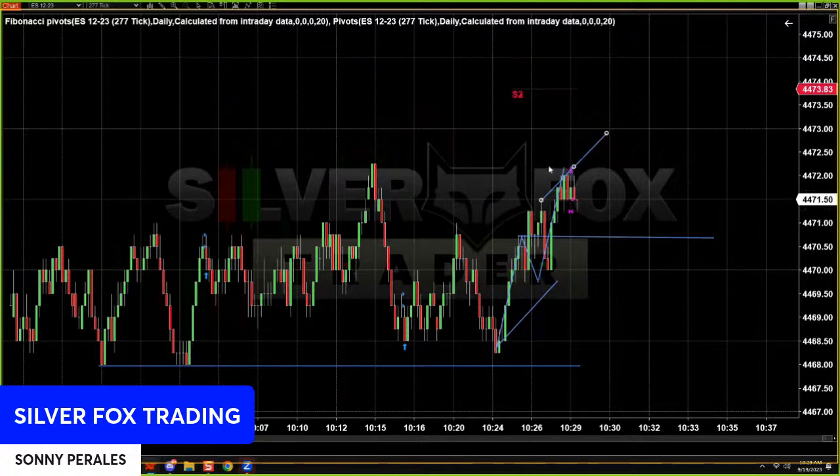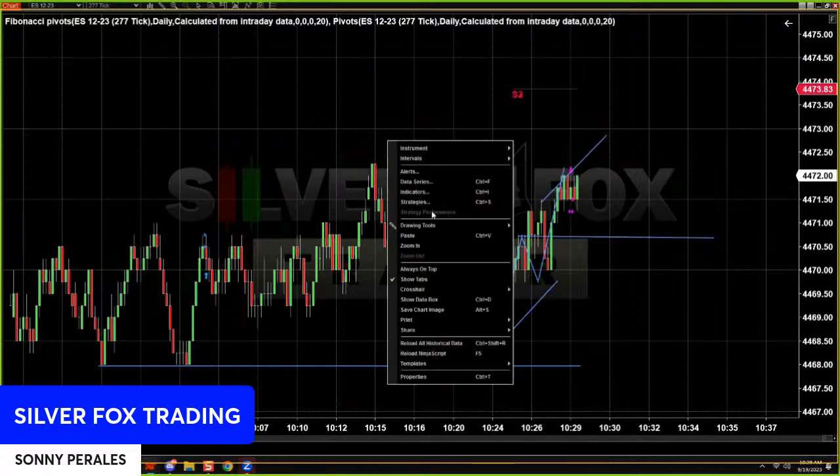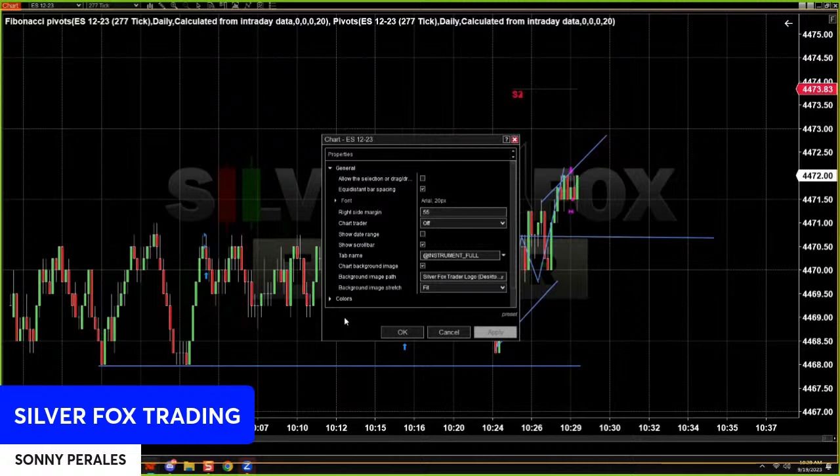So there's your target right there. I still believe it's going to go to 74. So I'm just going to make some notations here. I'm going to put target.